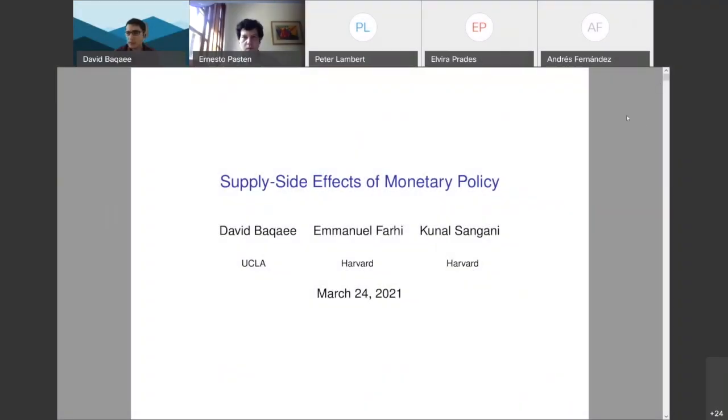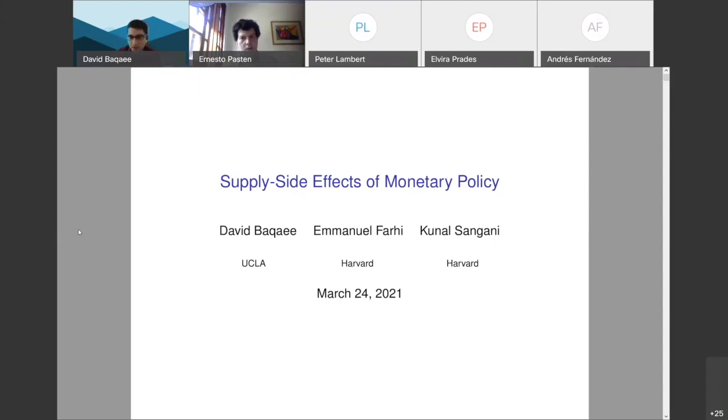So this paper is called The Supply Side Effects of Monetary Policy. It's joint work with the late Emmanuel Farhi, who very tragically passed away last year. I still can't believe it when I say that. And his loss has really been momentous for everybody who knew him professionally, intellectually, personally. I think it's affected a lot of us.